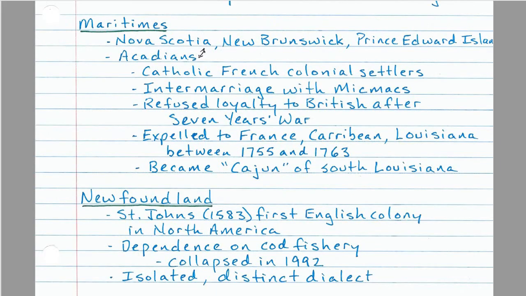So the other two areas we want to look at in terms of cultural geography are the Maritimes and Newfoundland. The Maritimes are these three provinces: Nova Scotia, New Brunswick, and Prince Edward Island. Sorry, there should be a D there that got cut off the page. And the group we want to pay particular attention to here are the Acadians. They're mostly associated with Nova Scotia. So you want to think about Acadians as being the area of Nova Scotia.